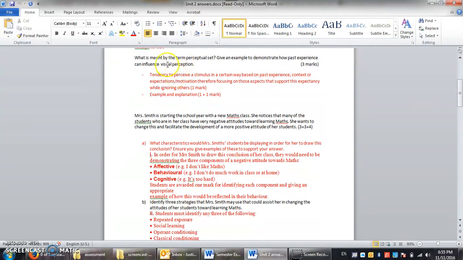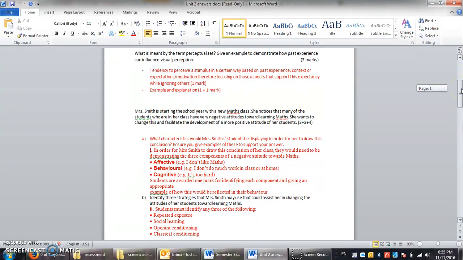Next bit here, what is meant by the term perceptual set? Give an example. Tendency to perceive a stimulus in a certain way, 1 mark. And then the definition there, 1 mark. Example and explanation of that example was worth a mark each. So you could have related it to our snakes experiment, or you could have made up another one. Either way, that would have got you the 3 marks if you were able to do all of those 3 things.